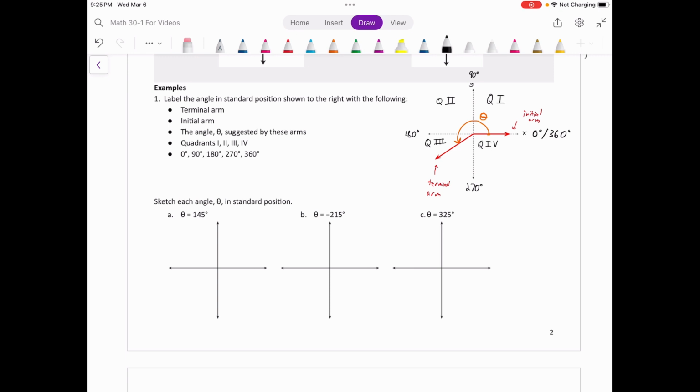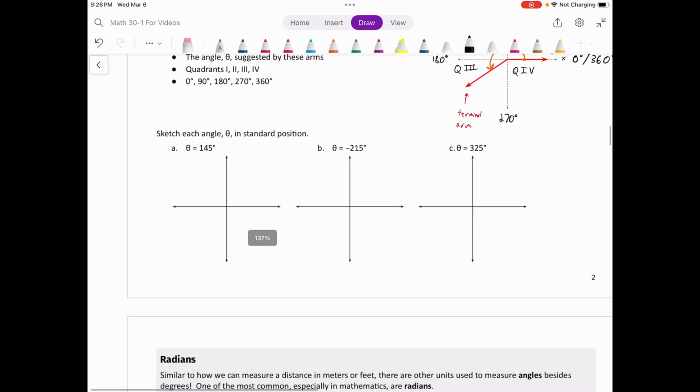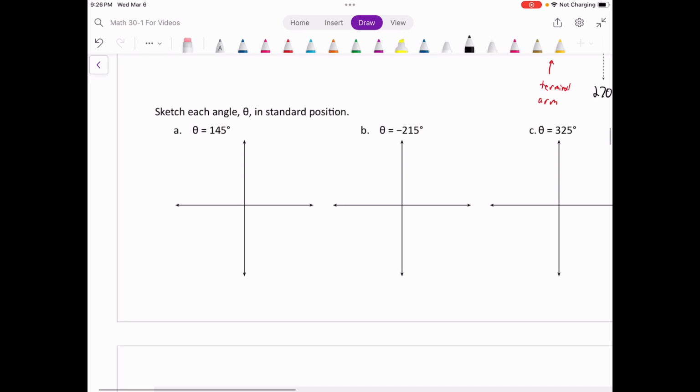Little reminder of that terminology: the initial arm, the terminal arm, the angles, the symbology we use, the quadrants, and all that good stuff. And we actually call these angles 0, 90, 180, 270, and sometimes 360 gets lumped in there as well. We call them the quadrantal angles because they are what separates one quadrant from the next, right? Between 0 and 90, you're in quadrant 1, but as soon as you pass 90, you're now in quadrant 2. And then once you pass 180, quadrant 3, right? They separate the quadrants, so we call those the quadrantal angles.